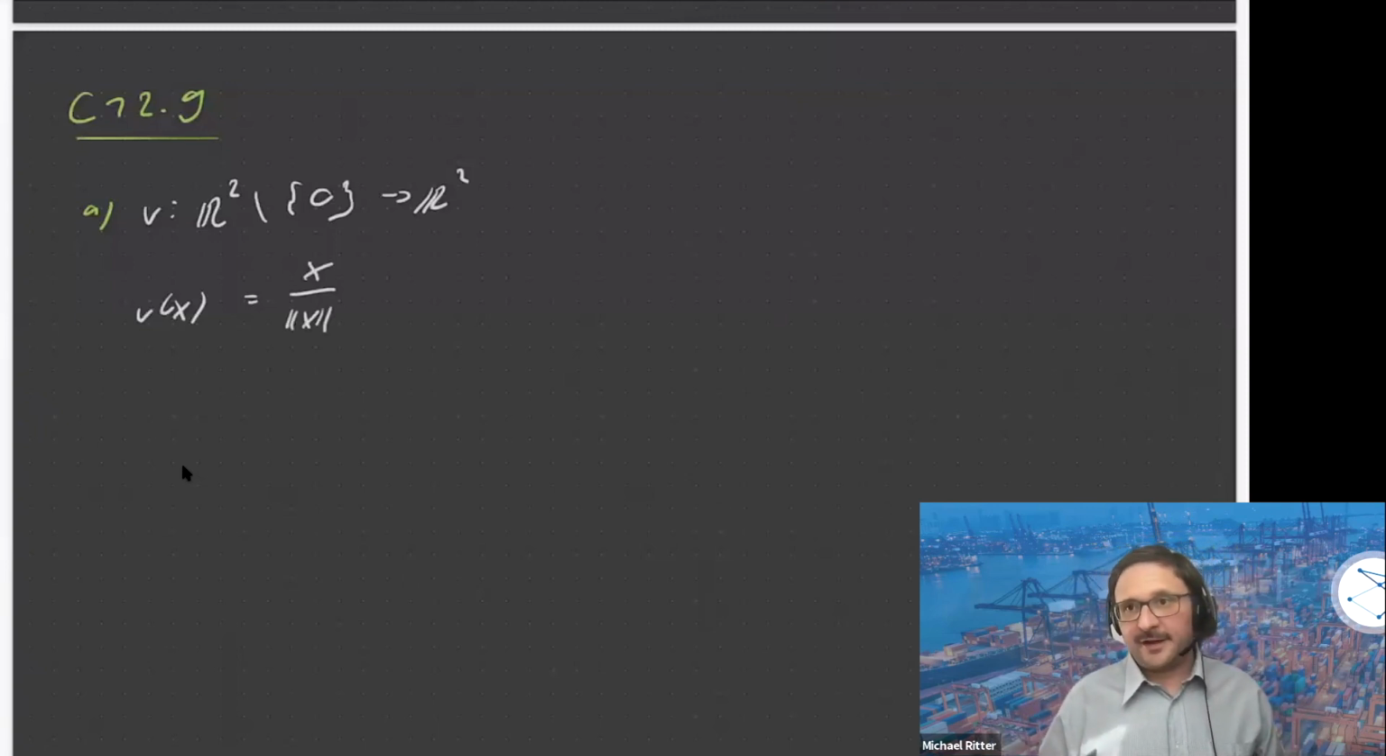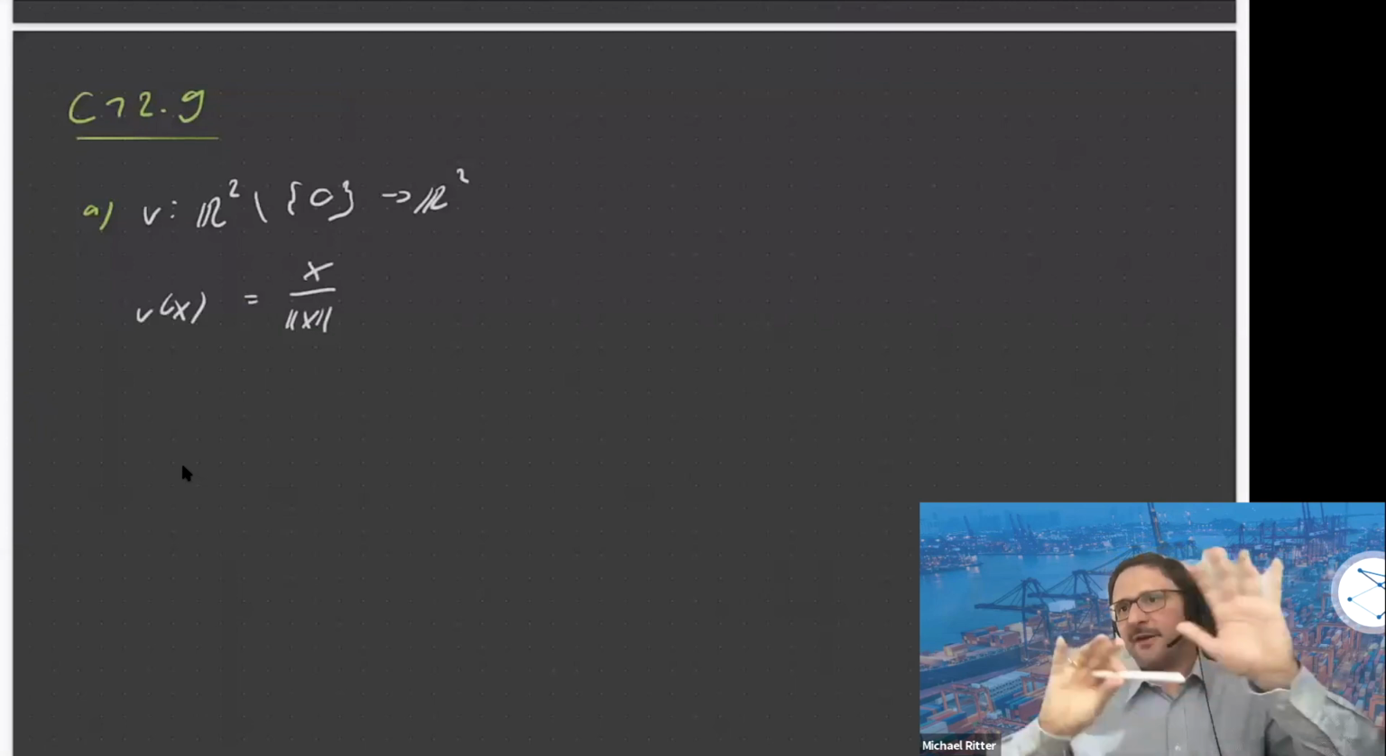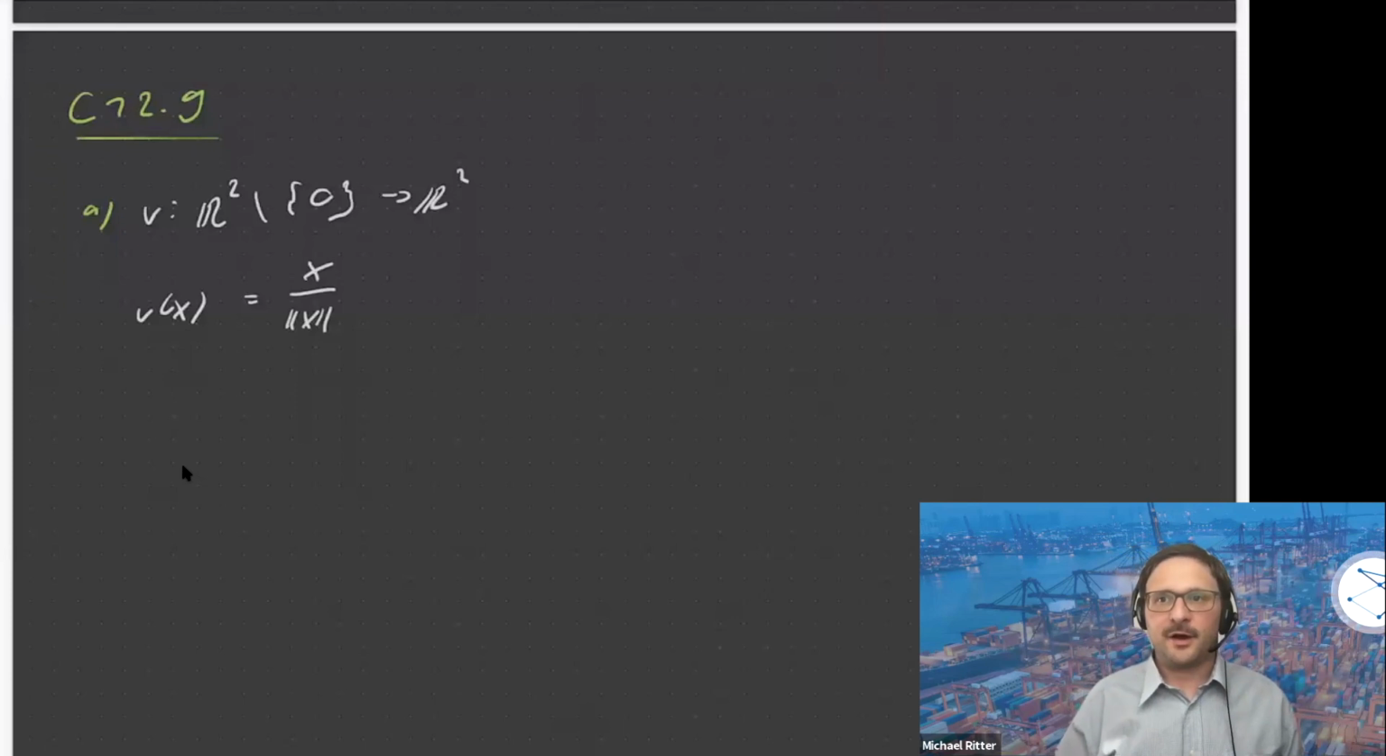So for a vector field, what we do to visualize it, to sketch it, is we take a couple of points in the domain, in R2 in that case, and to each of those points, we attach the value of V at that point as a little arrow. So we basically see how the arrows change if we move along that plane.